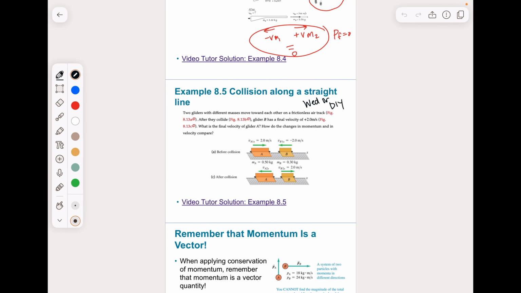Hey everybody, today I'm going to do some chapter 8 problems and work the ones out from the lecture slides, kind of go over some good strategies in solving these types of problems. And then on Monday, we will meet and review for the exam.